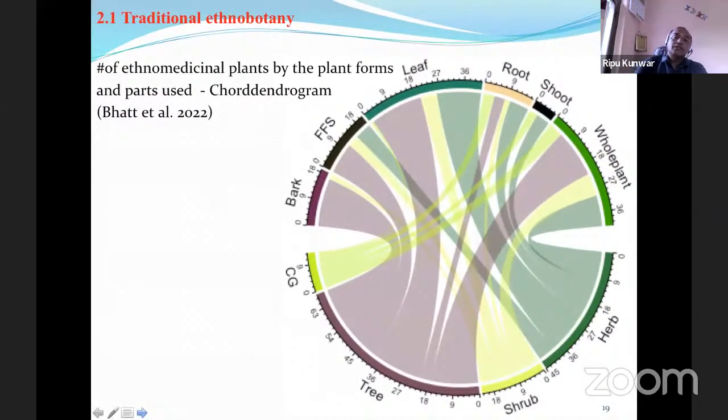Here is one graph. We can make traditional ethnobotany appealing by nicely presenting our data. This curve diagram presents the life forms and plant parts used in ethnobotany. So we could use technology or different tools to make ethnobotany, even traditional ethnobotany, appealing, while analyzing or presenting data.